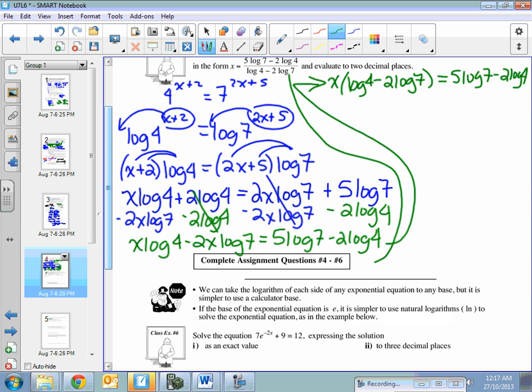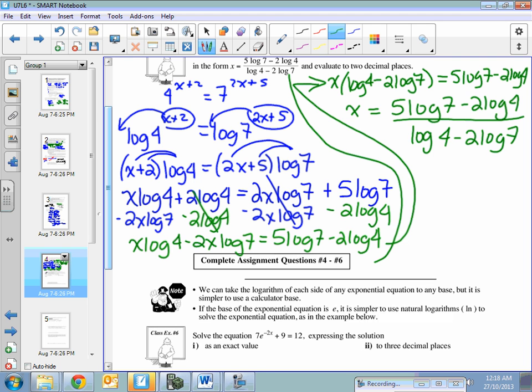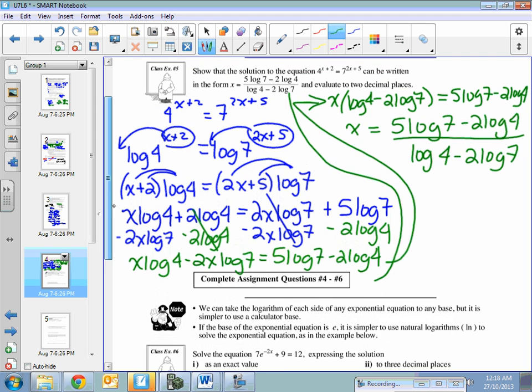Divide both sides by log 4 minus 2 log 7, so x is equal to 5 log 7 minus 2 log 4 divided by log of 4 minus 2 log 7. You can see that that answer is the same as what they had here. So now let's evaluate to 2 decimal places.